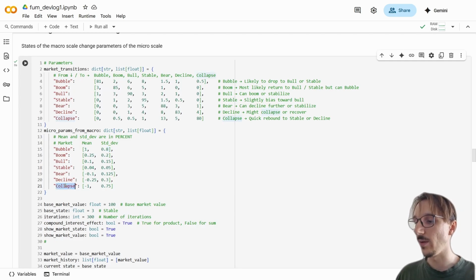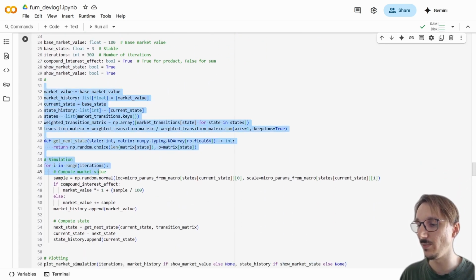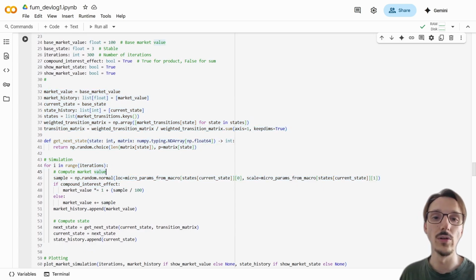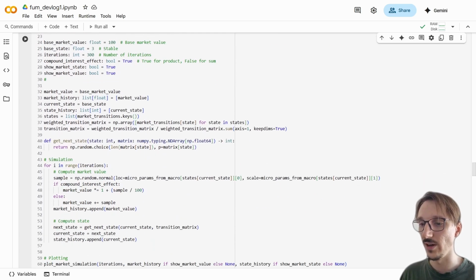And in a collapse state, it will rapidly go down. In the parameter, you can also switch compound interest effect on and off, so it will either take the product or the sum. As for the core code, it's really a mix between what we saw earlier. The only new thing here is the parameter of the normal distribution, which comes from this parameter. We take the current state of the simulation, and we take these two parameters here. As you can see, the mean is here and the standard deviation is here.